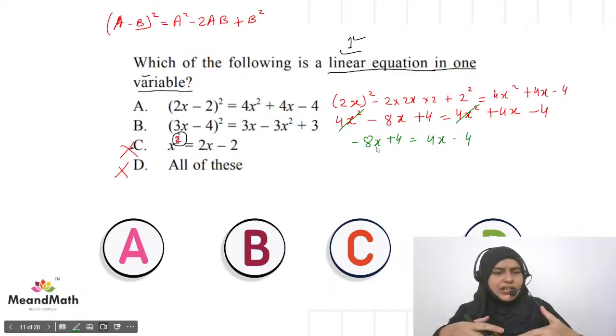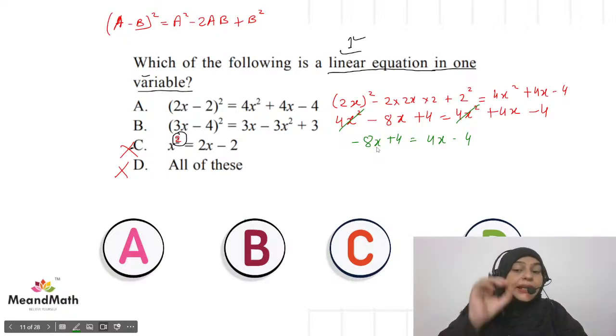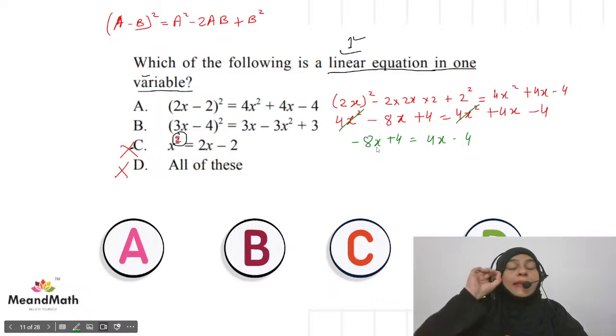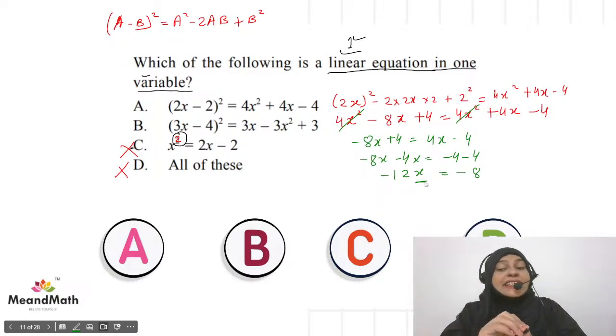Now you can solve it further. You can find the value of x from here. But what does it imply? Now we can see here the power or the degree of the variable is 1. You can solve it: minus 8x minus 4x, which is equal to negative 4 and negative 4. So it will be minus 12x, which is equal to minus 8. Right? So the power of the variable, that is the degree of the variable, is 1. So it means it is the correct option.